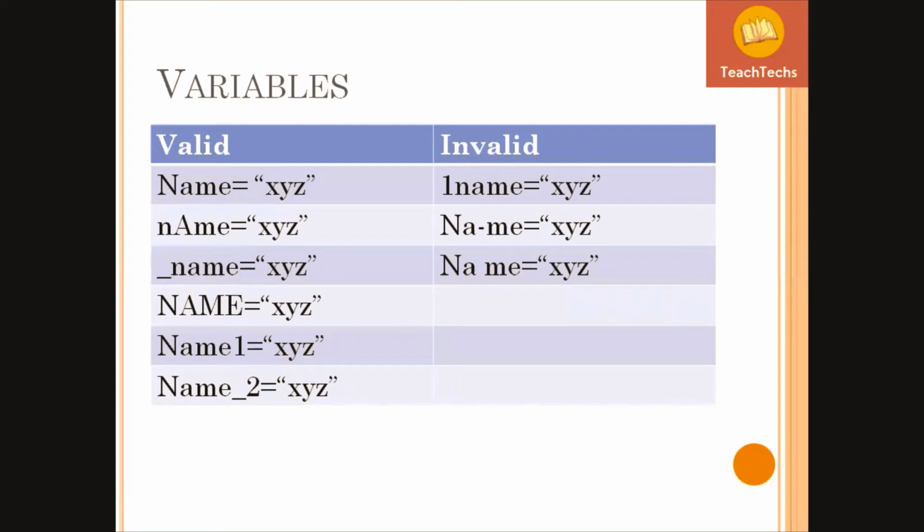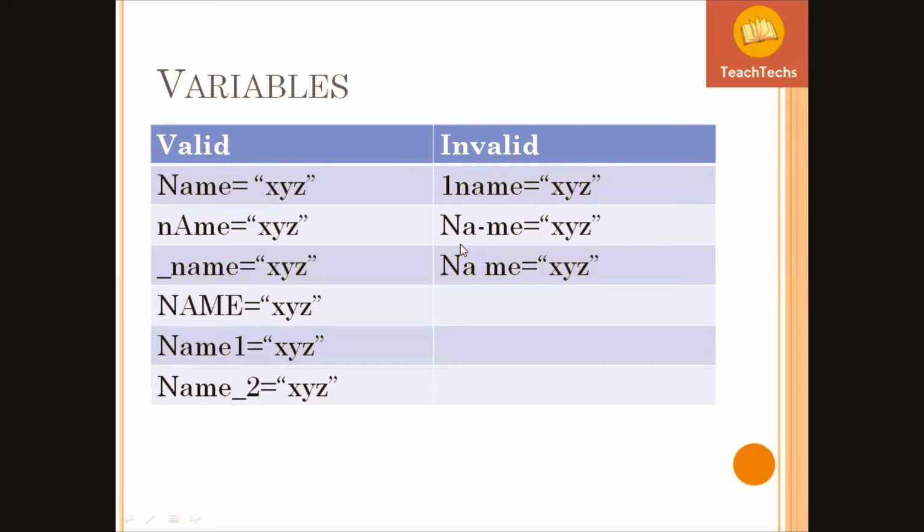Now let us learn the valid and invalid variable names in Python. A variable name can start with a capital letter or small letter, and you can assign a value directly. You can have capital letters in between. A variable can start with an underscore. A variable can have a name with all capital letters. A variable can have a digit but only after the first letter, and a variable can have a name split by an underscore.